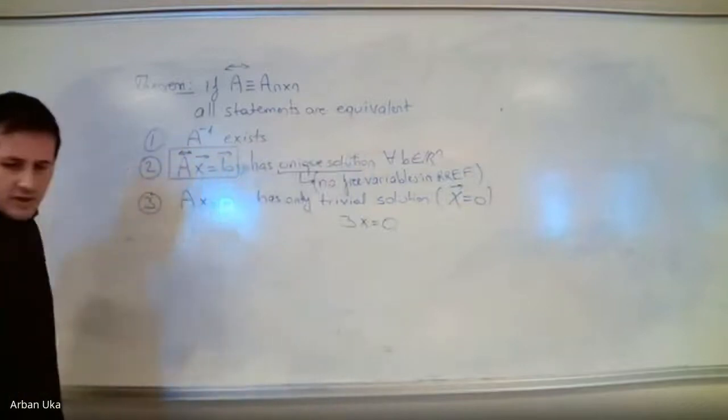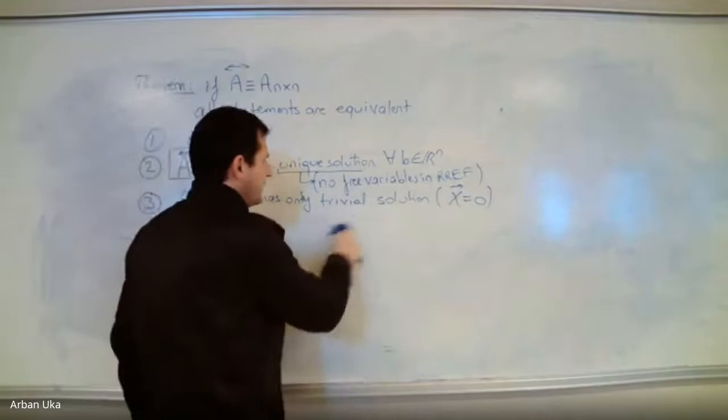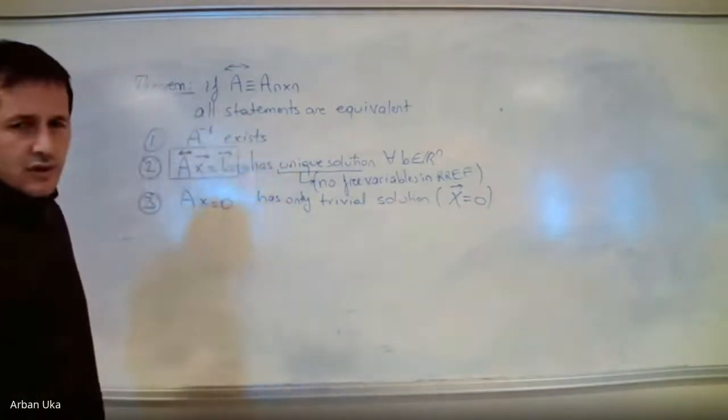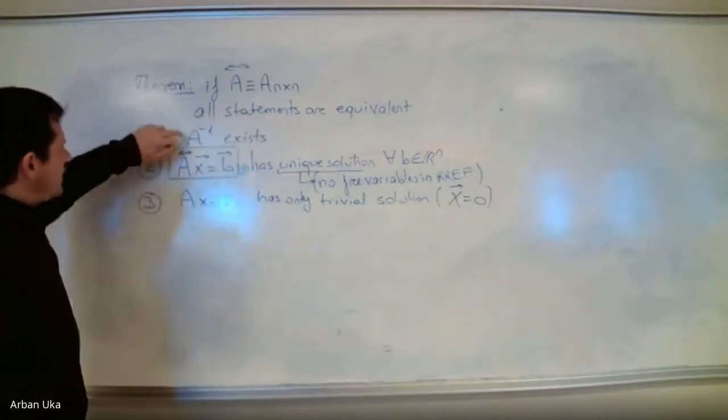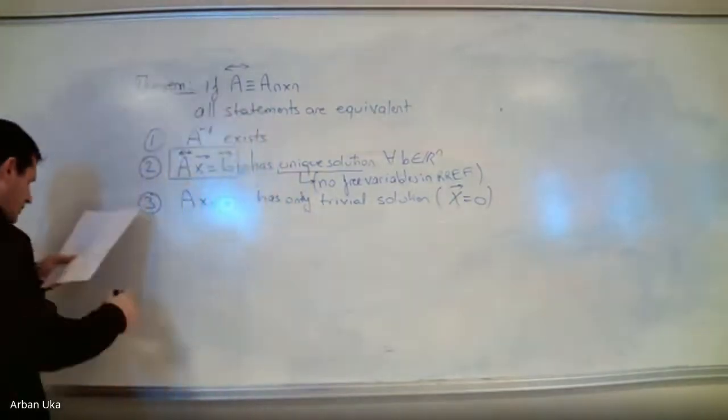So this works also here. The trivial solution for any matrix multiplication by x equal to 0, you always have the trivial solution. You could have more solutions, but if the inverse exists, you have only this. This is the only solution. Thank you for your feedback.